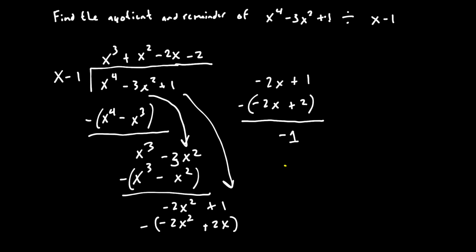The quotient then is given by x cubed plus x squared minus 2x minus 2. And the remainder is given by a -1, because we cannot divide x minus 1 any further into our -1, since -1 has a smaller degree than x minus 1.